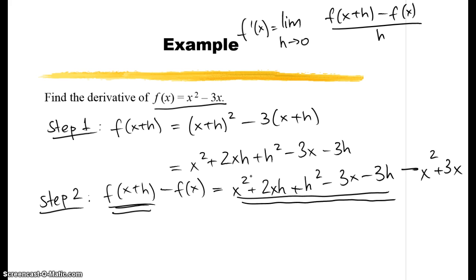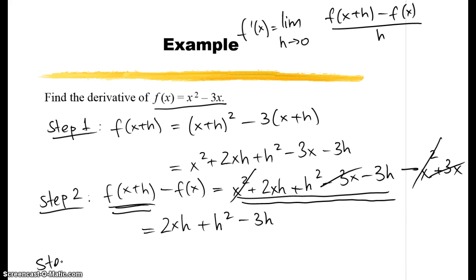And you see that's going to create some cancellations here. The negative 3x and the positive 3x will also be gone. So what do I really get here? Well, I get 2xh plus h squared minus 3h. That's all that's left. Okay, the rest is gone.